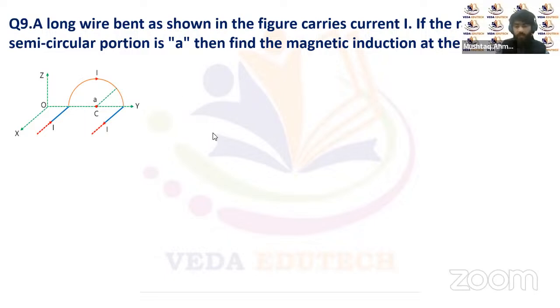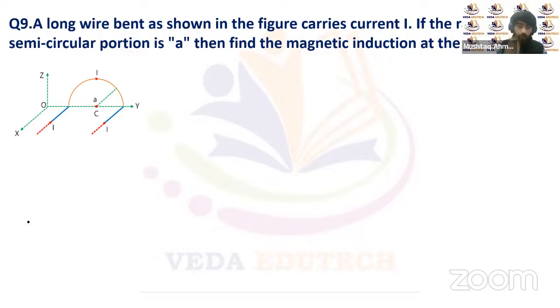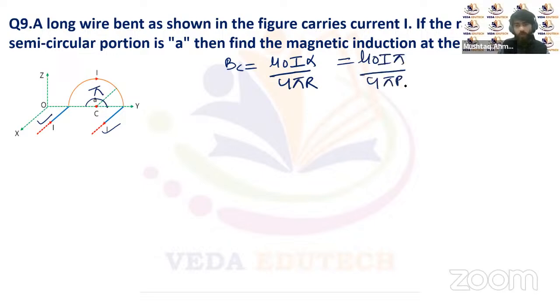So the net magnetic induction at center C will be because of three objects here: this semi-infinite wire, this semi-infinite wire, and this semicircular portion. For the semicircular portion, the magnetic field will be mu naught I alpha upon 4 pi r. We'll be using this equation, and it will subtend an angle of pi at the center, so alpha here will be pi. So we will write mu naught I pi upon 4 pi r. Pi and pi will get cancelled, and we'll be left with mu naught I upon 4r. So this will be the net magnetic field because of the semicircular portion at the center.